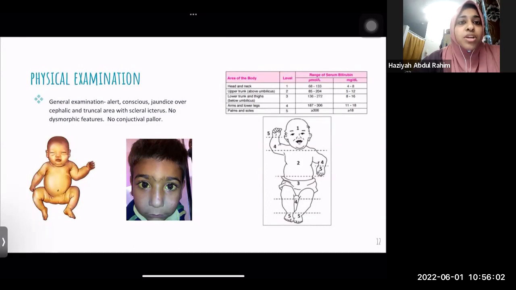the level of bilirubin. If the jaundice is only over the head and neck area, most likely the range of bilirubin is around 66 to 133. If it extends to the upper trunk, most likely it is 85 to 204. So it is just to predict the extent and severity of jaundice. Next.